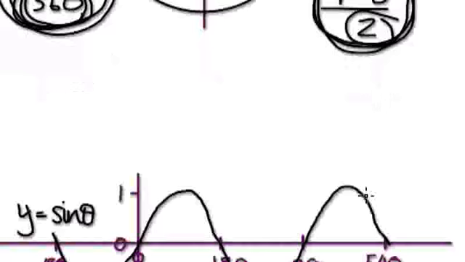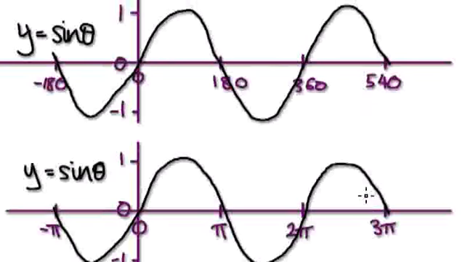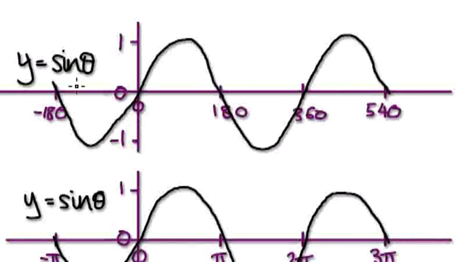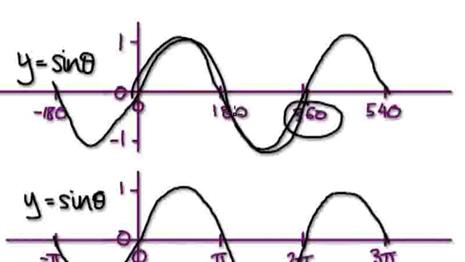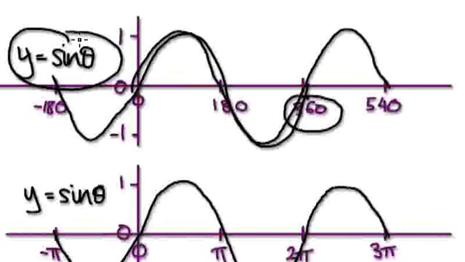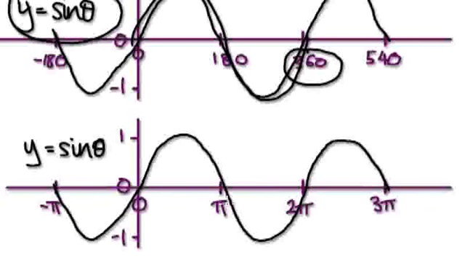Okay, and when you look at the graph, when you work in degrees, your sine graph will look like this: 180, 360. So this is one revolution, and this is your normal sine graph when you work in degrees. Well, working in radians, it would be pi, 2 pi, 3 pi, negative pi, and it would look like this.